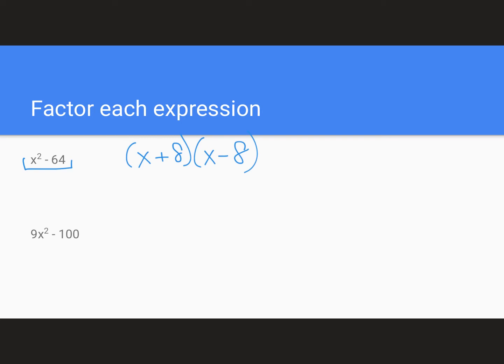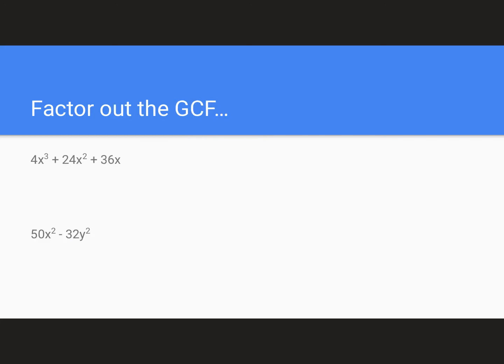Let's look at this next one. 9x squared is a perfect square. 100 is a perfect square. 9x squared, the square root is 3x. And then we have (3x plus 10) and (3x minus 10). Nice and easy. All you're doing when you have the difference of two perfect squares is just separating them out.